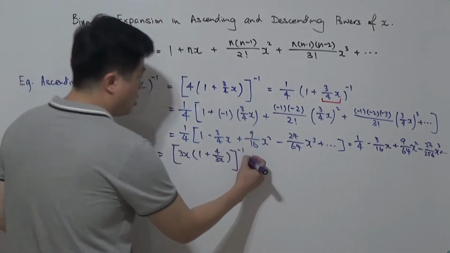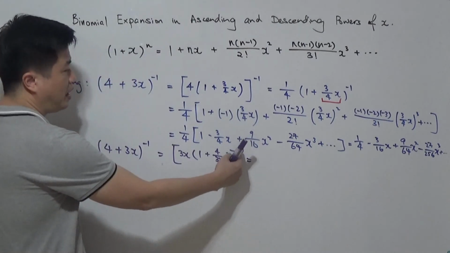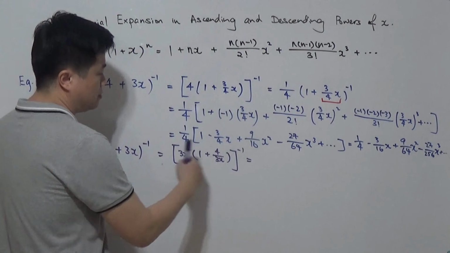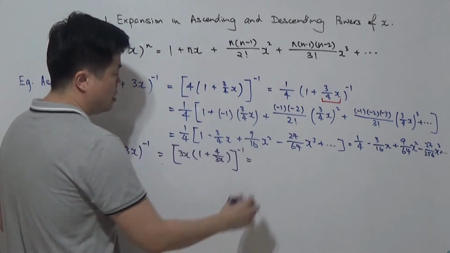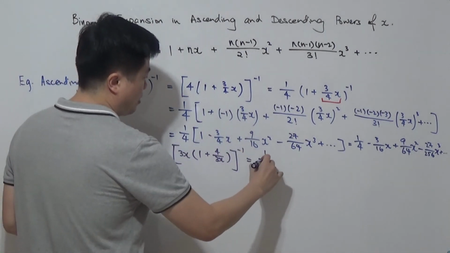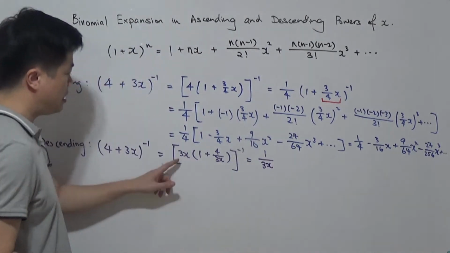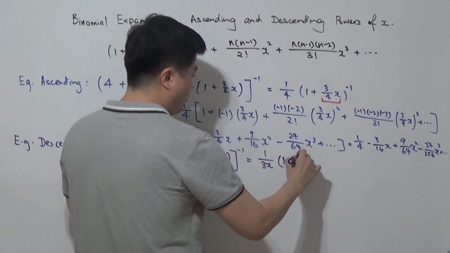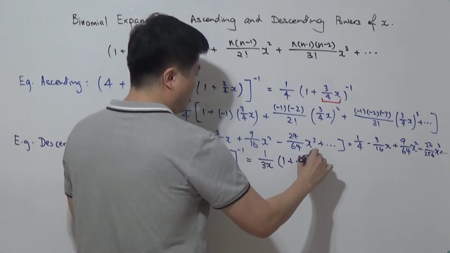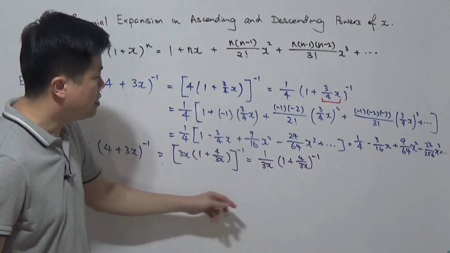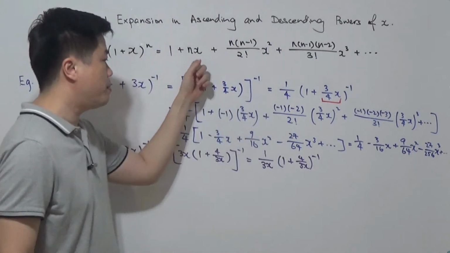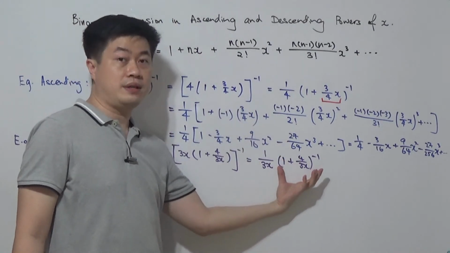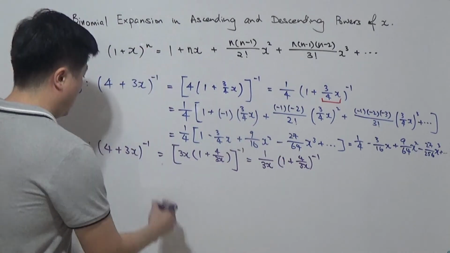Okay, let's go ahead and apply our indices law so that we expand this and get rid of the square brackets. So in that case, now we have 1 over 3x, okay? And that's for the first term. And the second term, it's going to be 1 plus 4 over 3x to the power of minus 1. Okay? So now we can use the binomial expression we have over here on our formula sheet and expand this. Okay? Now let's go ahead and do that.